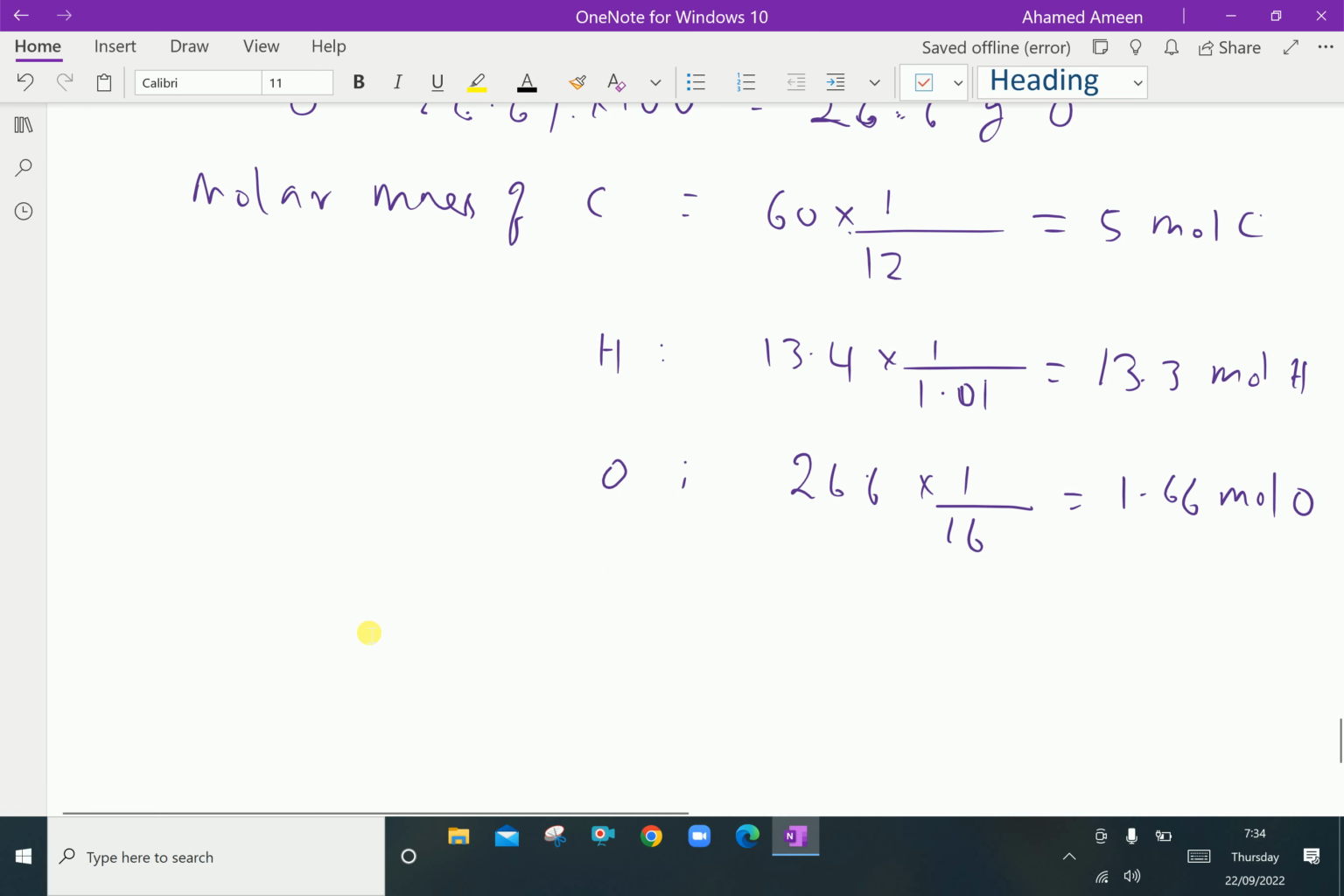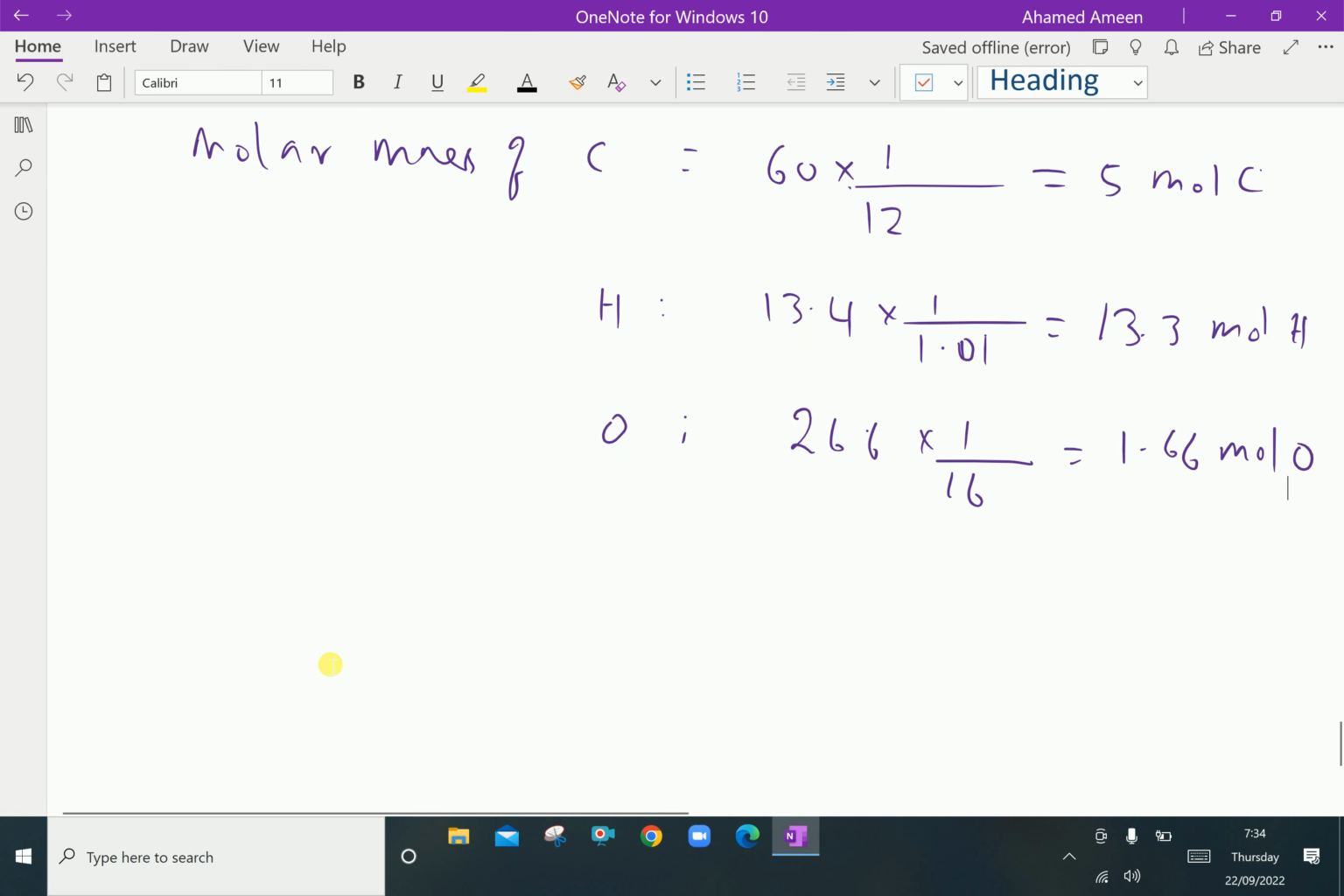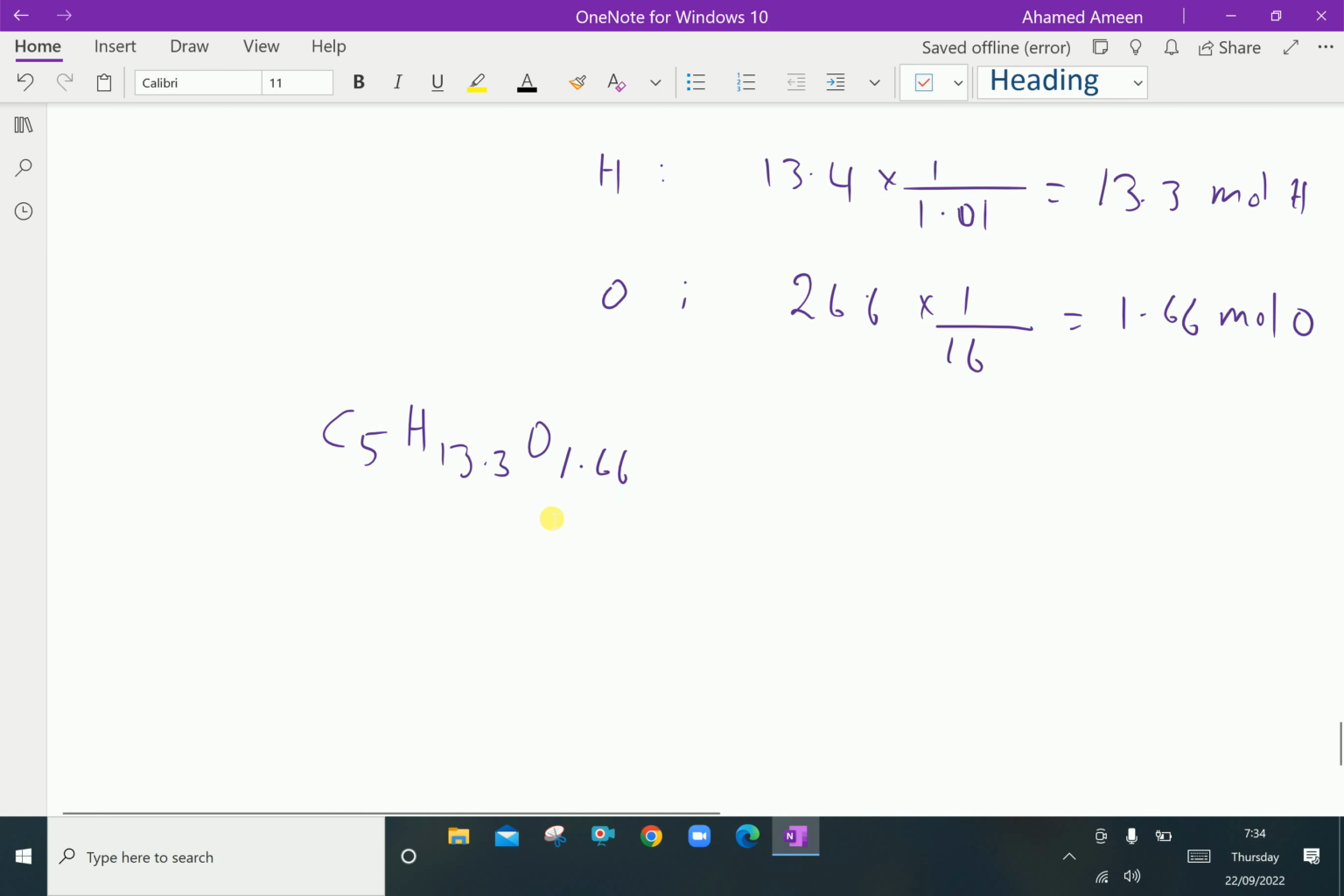Now, the formula can be written, from this calculation, as C5, hydrogen 13.3, oxygen 1.66. But these subscripts are not whole numbers. For an empirical formula they should be whole numbers. For this, the least number here is 1.66.